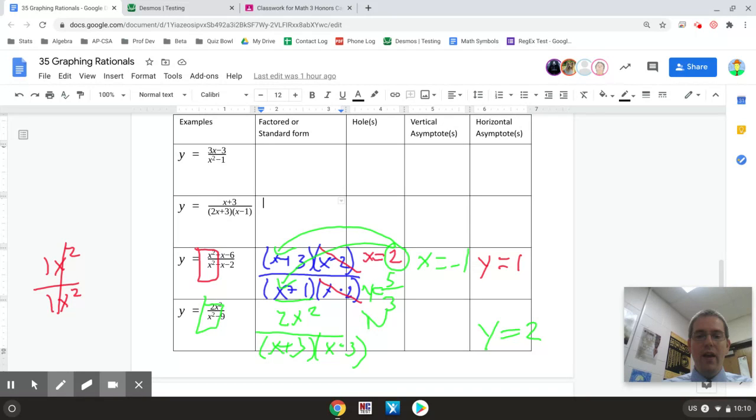And then vertical asymptotes would be what makes the factors that don't cancel out equal 0. So you should have x equals -3 and x equals +3. We'll go ahead and graph this one in Desmos to confirm our answers.